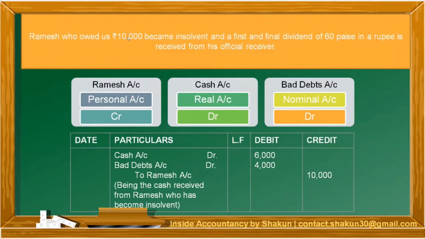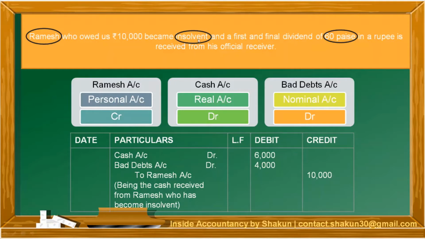Now Ramesh had to pay us 10,000. He became insolvent, but he could pay us only 60 paisa in a rupee. 60 paisa in a rupee means he could pay us only 60% of the money. So now if again we identify the accounts, we can identify Ramesh. Since Ramesh is a personal account, he is the giver, therefore he should be credited.